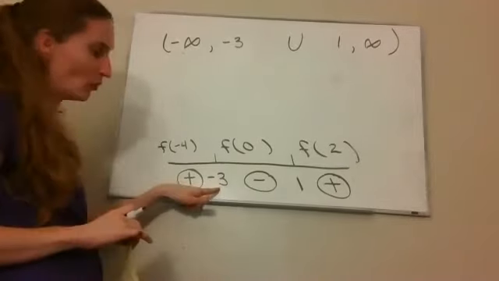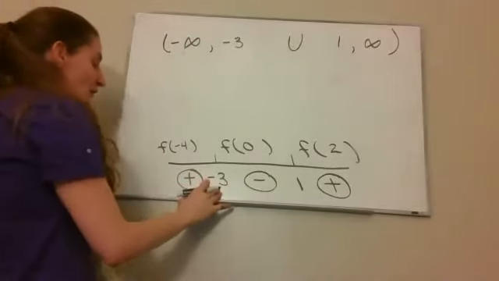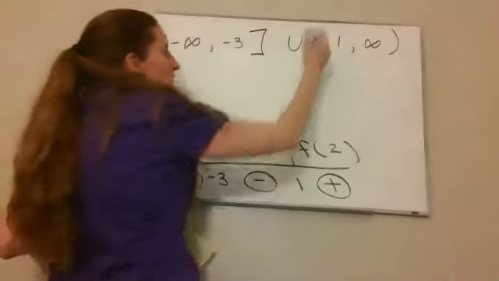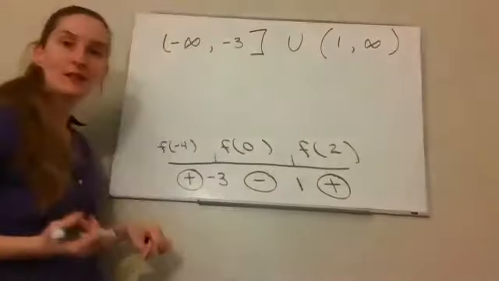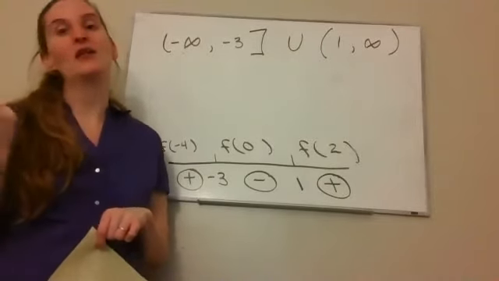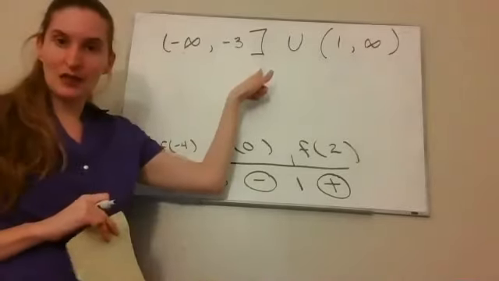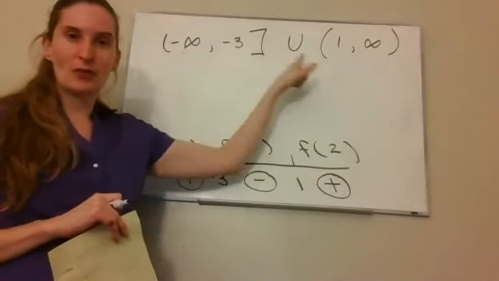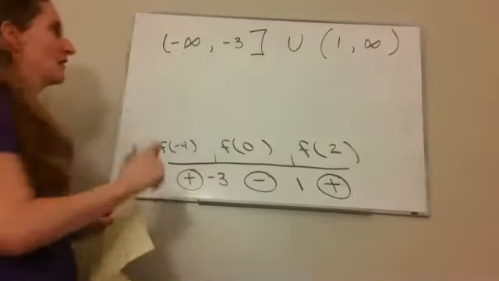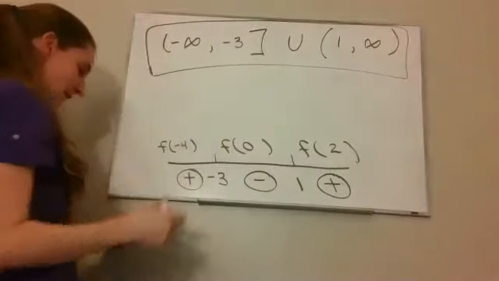However, this point will be included. -3 was what made our function equal to 0. But I'm not going to include 1. And the reason for that, my function was not equal to 0 at x equals 1. It was undefined there. So you still use brackets for equal to, but make sure you use parentheses on anything that makes your function undefined. And this would be the answer to the inequality.